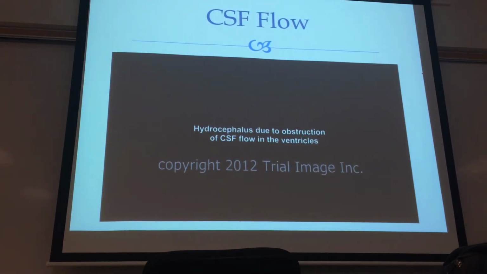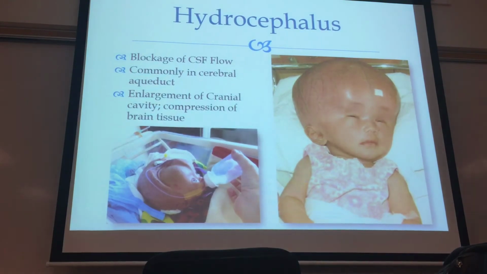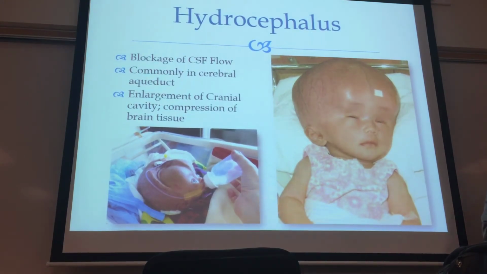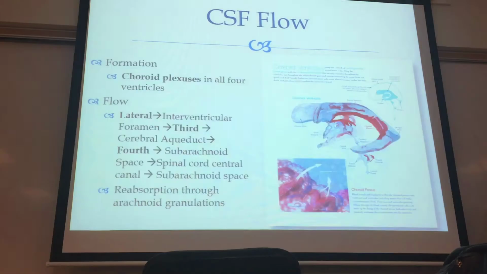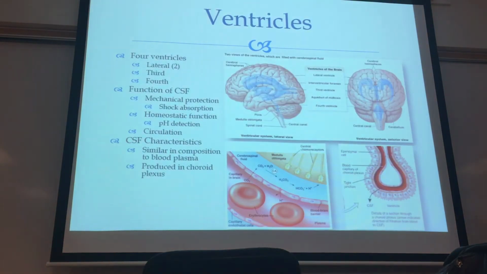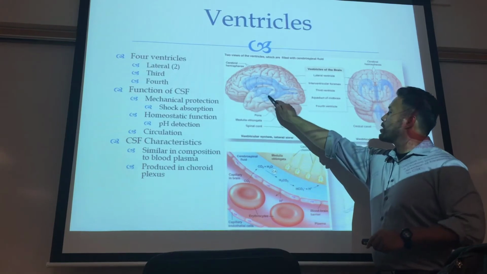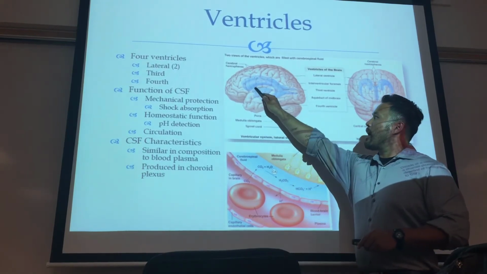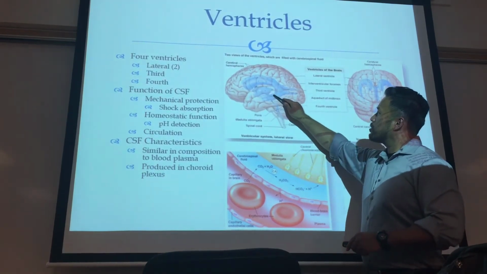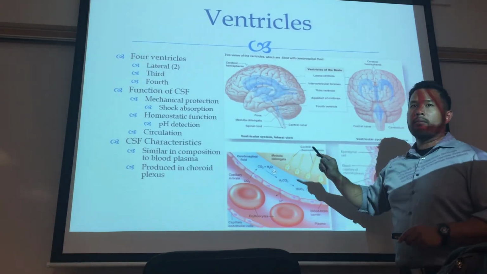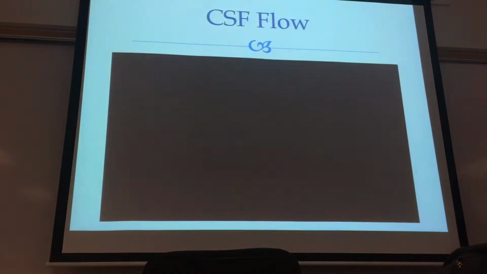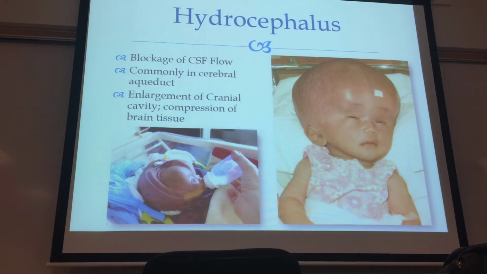Now, this next slide shows you what happens if there's a blockage of that. And where that blockage would typically take place, typically takes place around the interventricular foramen or the cerebral aqueduct. Any way you look at it, any blockage of that area is going to start to create a buildup of fluid. And that buildup of fluid, especially in babies, is called hydrocephalus.